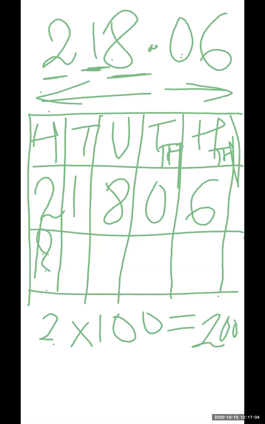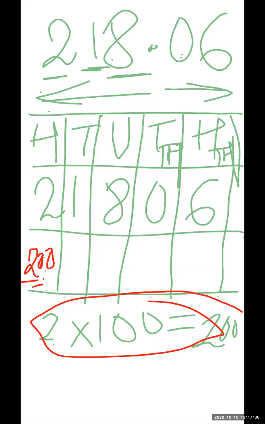This full you are going to write in this column. Correct? Understood? So here you are going to write 200. But how will you write 200? Not directly 200. This step you will follow: 2 into 100 equals 200. This full you are going to write in this column.